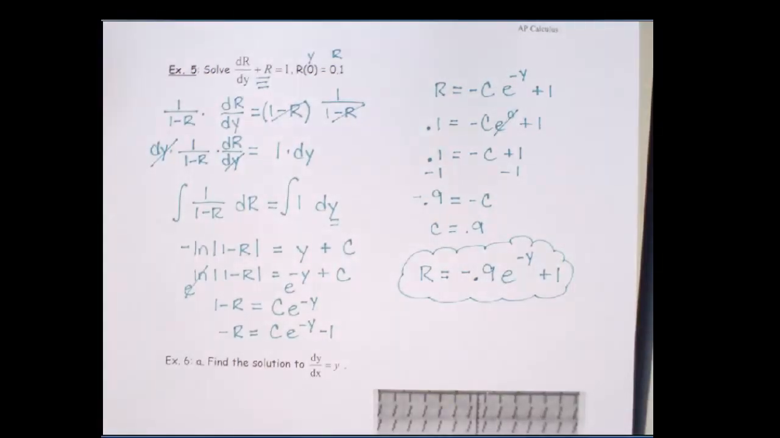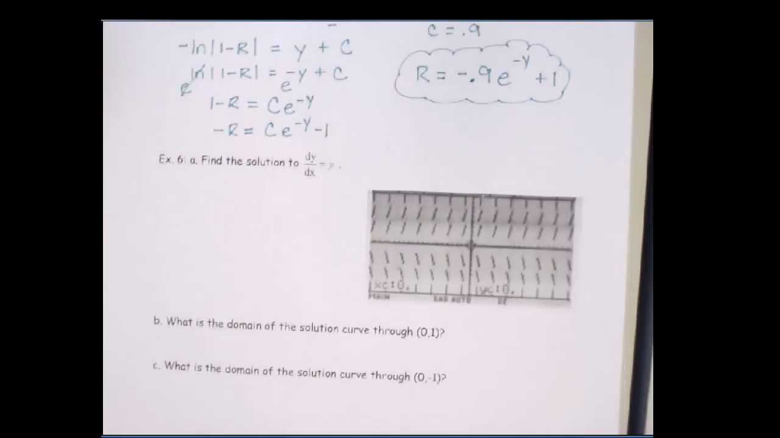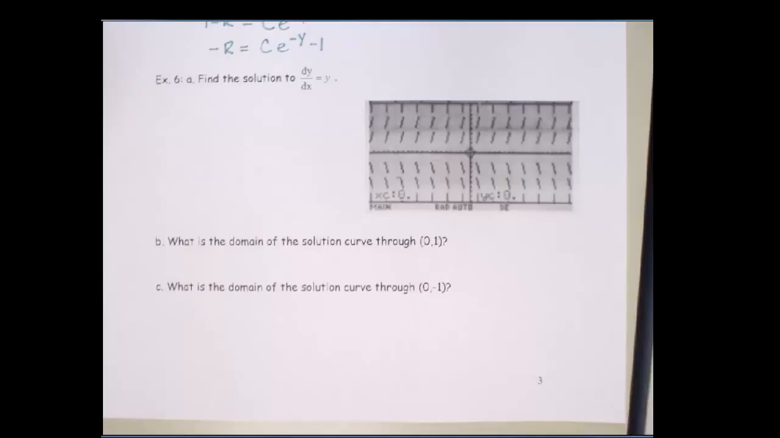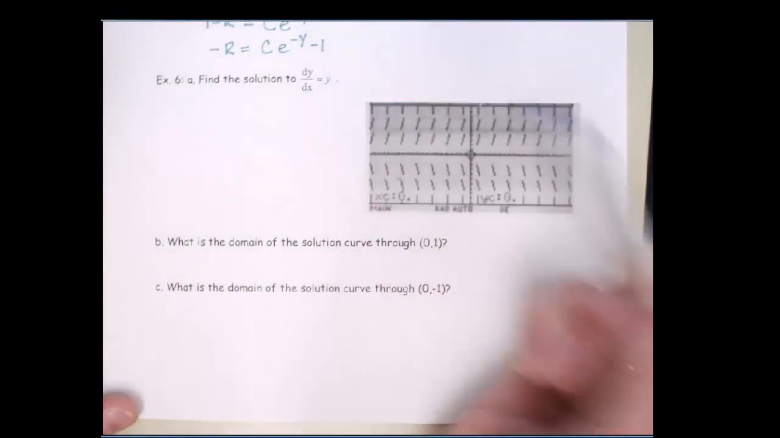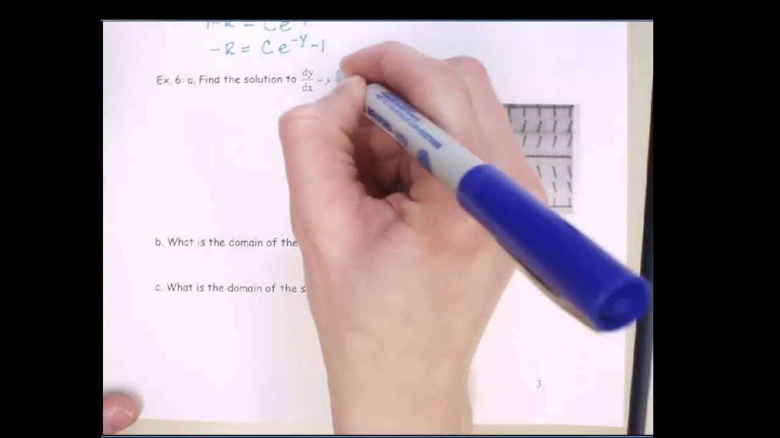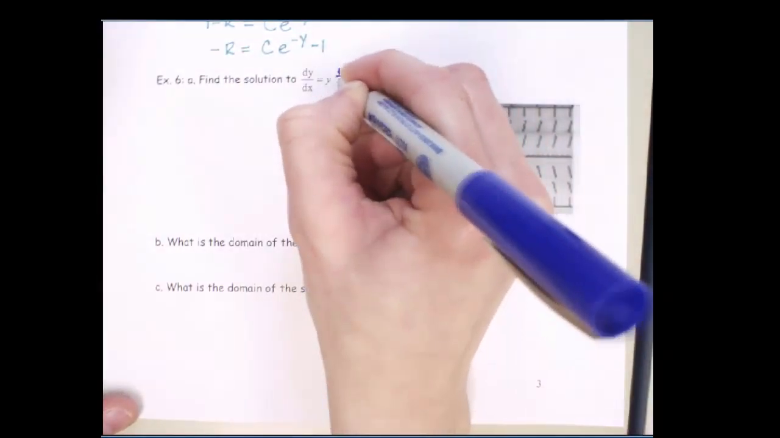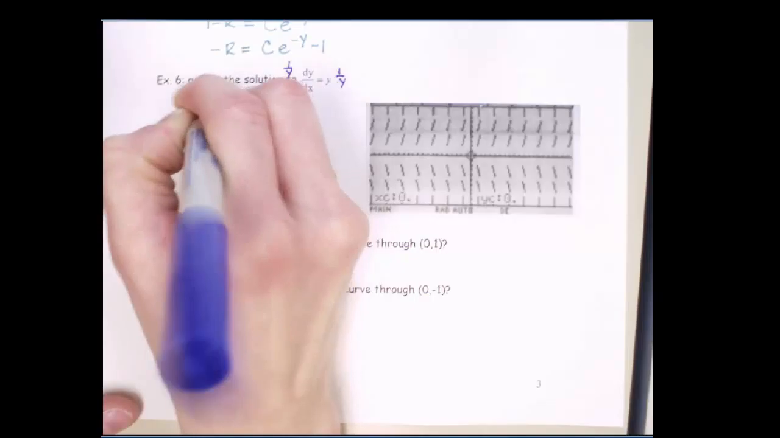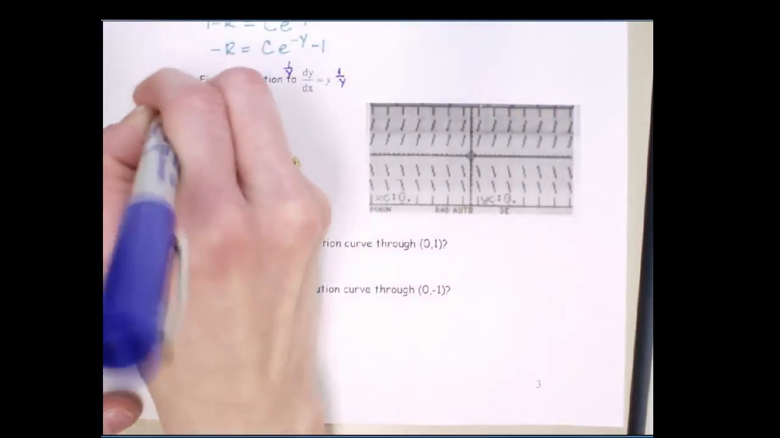Now, example 6 is going to be a little different. We are still going to solve it first, but then we're actually going to talk about domain and range, or just domain, and we're going to use the slope field to think about domain. So let's start by solving. This is actually a pretty simple one. dy dx equals y. The only thing we need to do to separate this is move the y to the other side, so we multiply by 1 over y. So we get 1 over y dy dx equals just 1. And then we multiply both sides by dx.